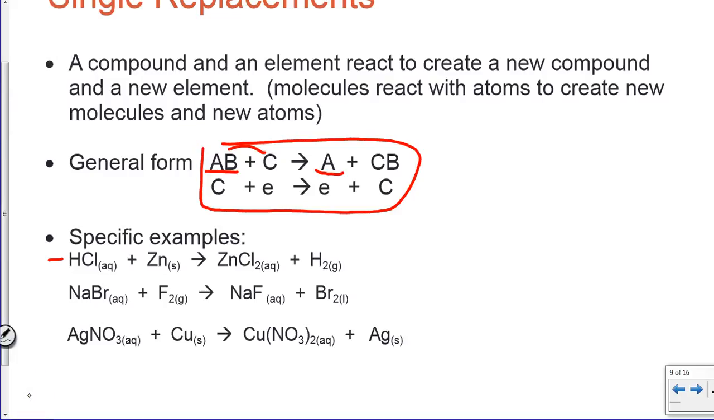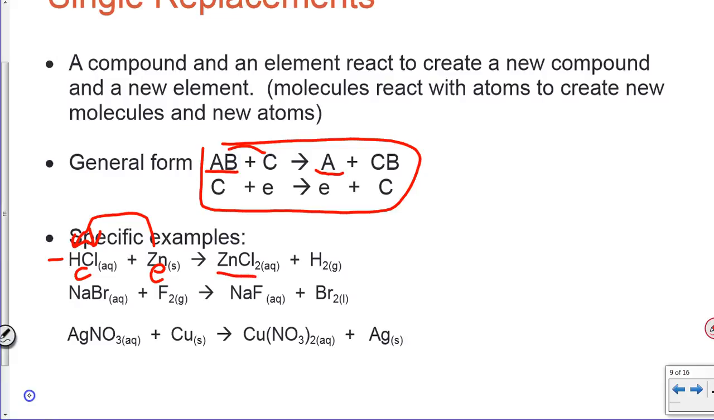Okay, guys, so in this first example, we have HCl, which is hydrochloric acid, practice your naming, plus zinc. Now, at the moment, I look at HCl and I see a compound. I look at zinc and I see an element. If I have a compound and an element, that means the element is going to come in and do a single replacement of one element in my compound. This zinc is going to come in and take either the H or the Cl's spot.